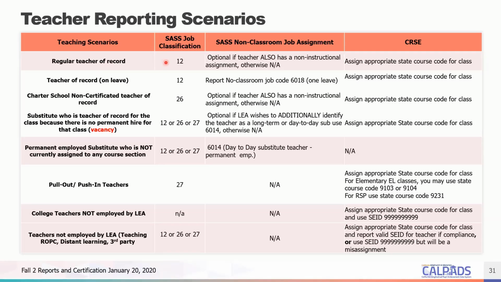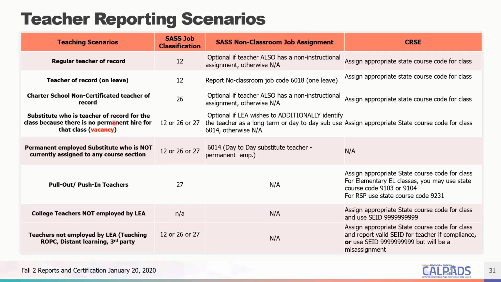So you have your staff job classification 12. You report them with job classification 12, and then assign the teacher SEED to a class. Now, it's optional if you have any non-instructional assignment, then you report a non-classroom job assignment too.